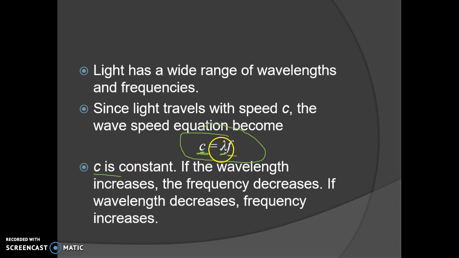Okay, so if the wavelength increases or gets bigger, then the frequency is going to get smaller. This is called an indirect proportion, an indirect relationship. And if the wavelength was to get smaller, then the frequency would get bigger. Indirect, which means that when one goes one way, the other goes the other way.